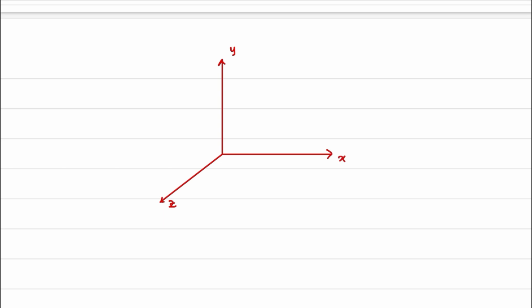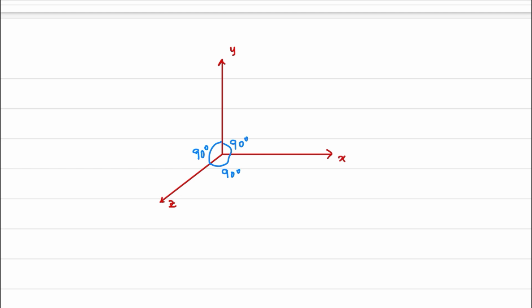Now, I shifted the angle of the axis. I am not disturbing the orthogonality of the axes. That 90 degrees is perfectly there. The angle between x and y is 90, x and z is 90, and y and z is 90. This I am not disturbing. These are three mutually perpendicular axes in this space.